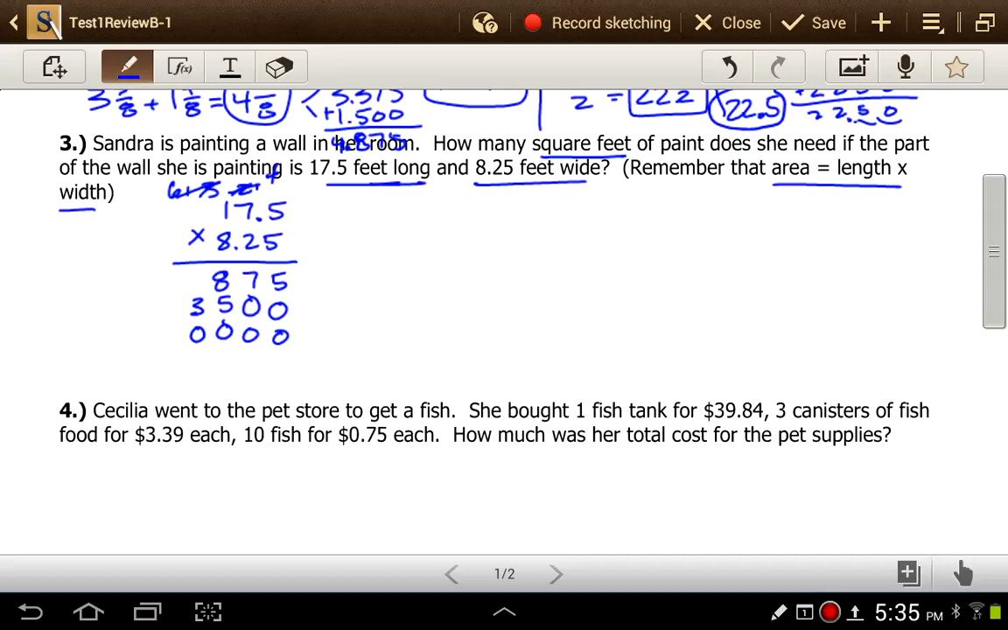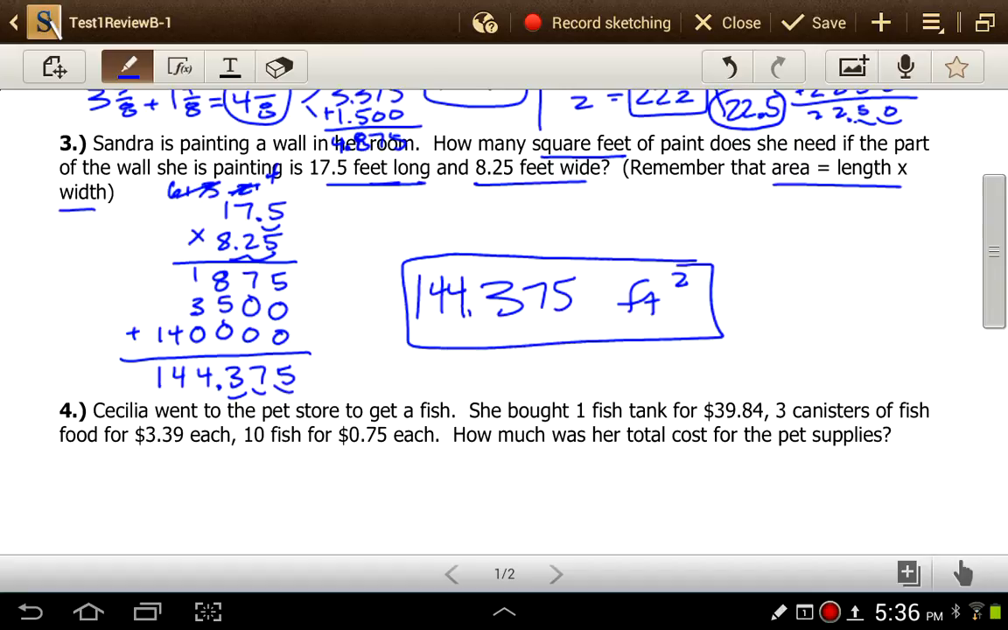8 times 1 is 6. 8 times 1 is 8, plus 6 is 14. Now we can add those all up. I'm going to get 5, 7, 13, carry the 1, 4, 4, 1, and I have 1, 2, 3 behind the decimal point. So my final answer is 144 and 375 thousandths feet squared.